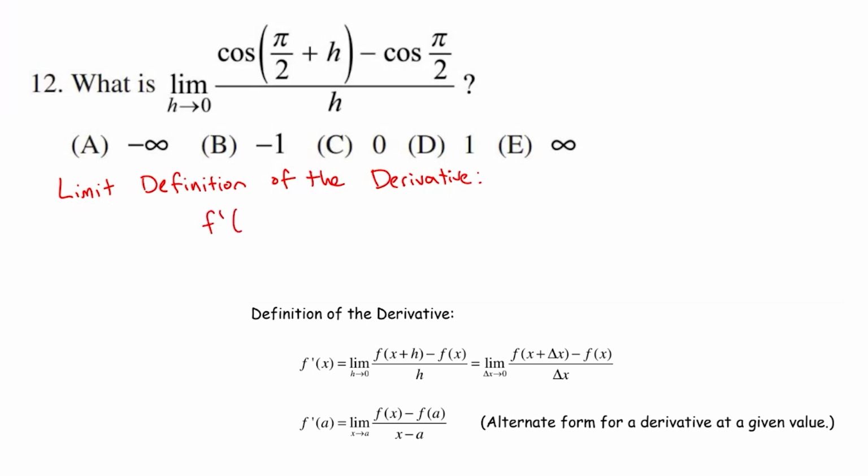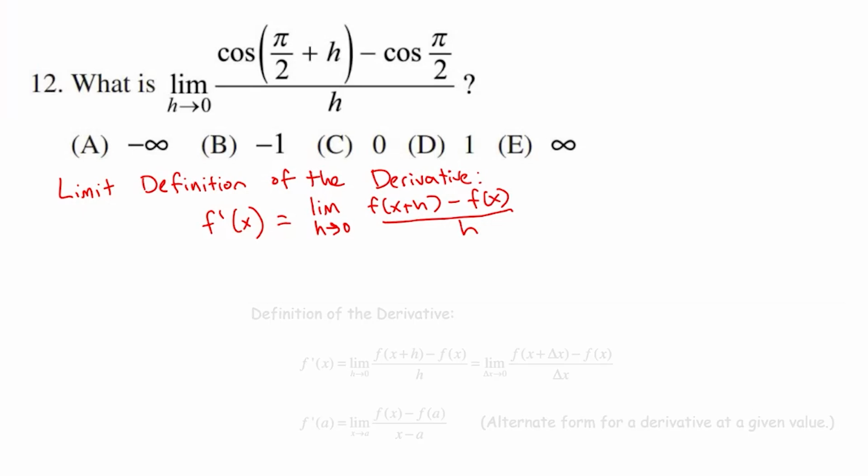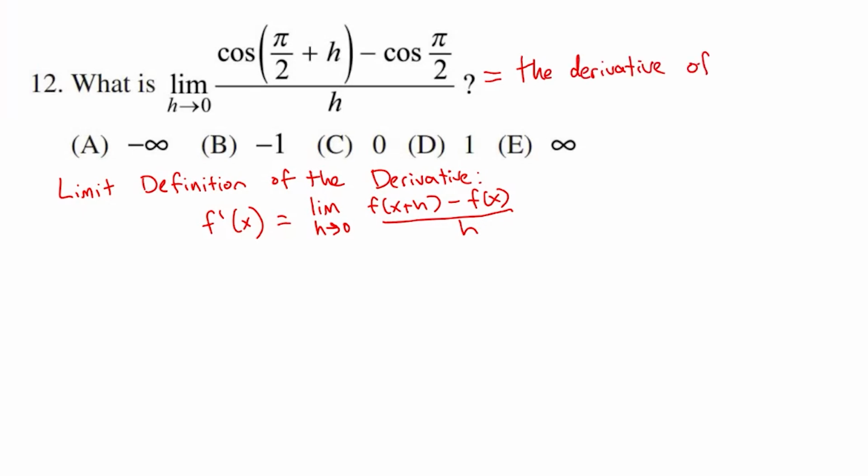If you want to find f prime x, which is the derivative of f at x, we want to find the limit as h approaches 0 of f of x plus h minus f of x over h. Now take a moment to look at what I just wrote and compare it to the original problem. It looks pretty similar, and that's because in this problem we are trying to evaluate the derivative of cosine x at pi over 2. So to solve this problem, this is going to equal the derivative of cosine x at x equals pi over 2.